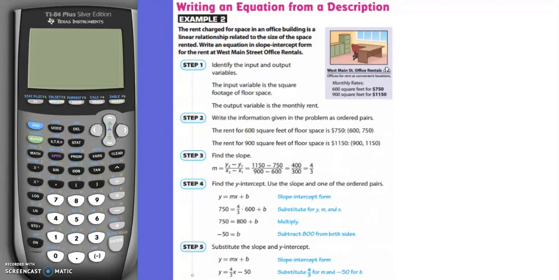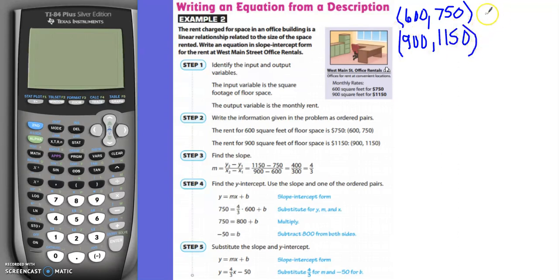So the rent charged for a space in an office building is a linear relationship related to the size of the space rented. Write an equation in slope-intercept form for the rent at West Main Street Office Rentals. The monthly rate is, if you do 600 square feet, it charges you $750. 900 square feet, they charge you $1,150. We can think of these as ordered pairs. So 600 square feet will cost you $750. 900 square feet will cost you $1,150.